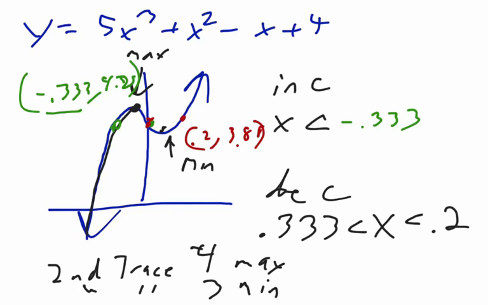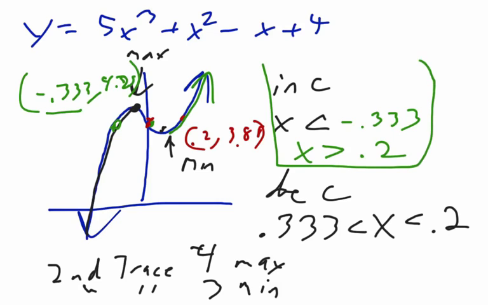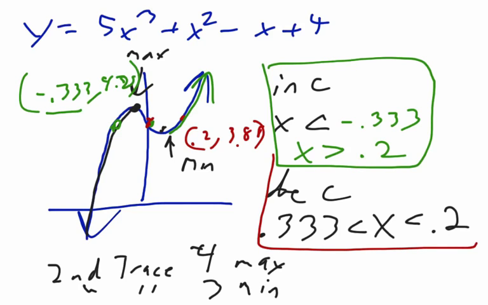After 0.2, it goes up the rest of the way, so once again it increases when x is greater than 0.2. So here's where it increases. It starts out increasing and it ends up increasing, and then for the decreasing was what happened in the middle. And that's what we're doing for 3-5 day 2.